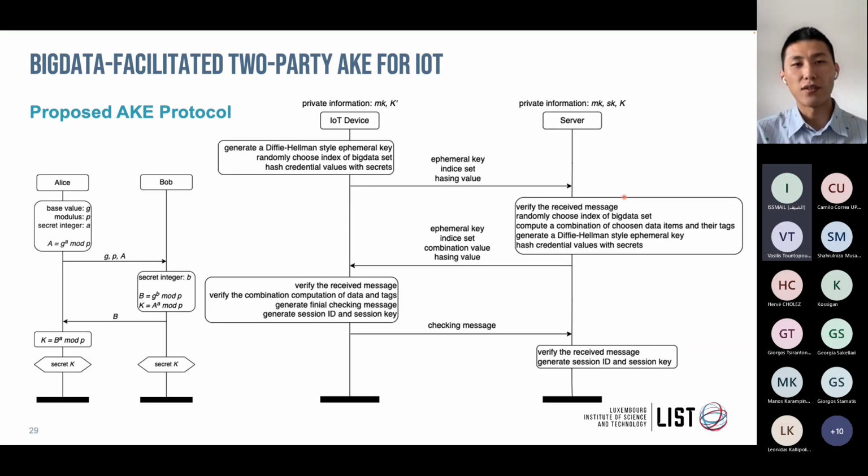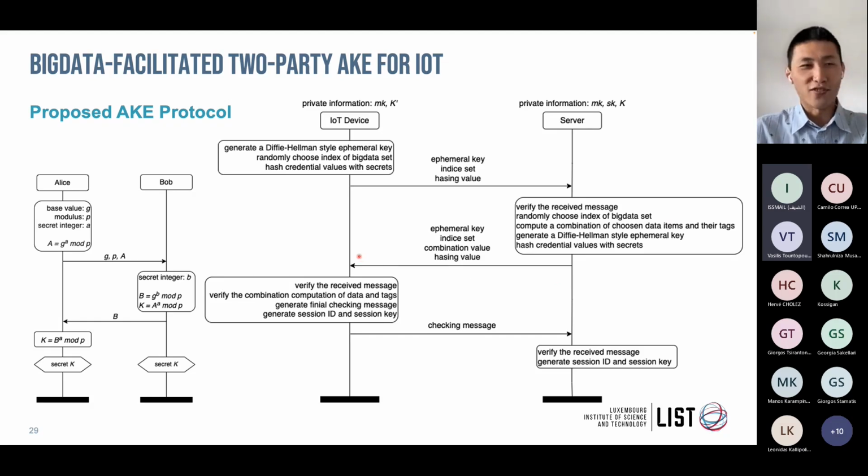Once the server receives the information, it verifies that the message is legal, not modified by some third party or adversary. And it does the same thing. It randomly chooses some indices of the big data set, different from the index set of the IoT device. Based on those choices, it generates a combination of the data items and also a combination of the tags. And for sure, it generates an ephemeral key of Diffie-Hellman. At the final stage, it sends some hash values to the IoT side.